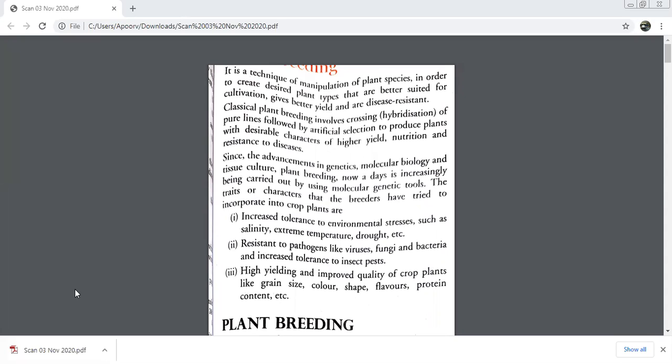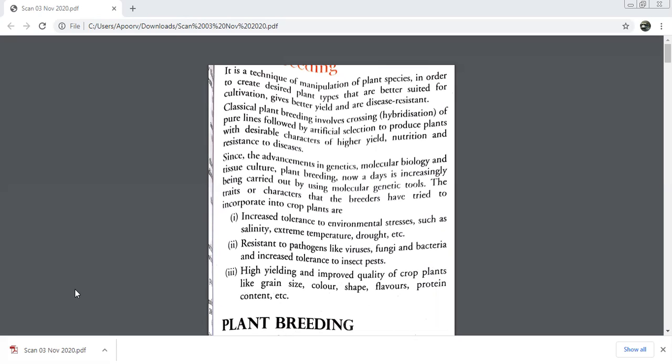So we have a lot of classical plant breeding techniques, where we have hybridization of pure lines. Yesterday we had already discussed what is pure lines. So first we're going to have hybridization of pure lines, then it will be followed by artificial selection. When I say artificial selection, it means you have to select the desirable characters. Desirable characters: the production should be high, the nutrition level of the product should be high, and they should be resistant to diseases. So these are all the desirable characters. So if in exams it comes, what are the desirable characters? You need to mention this.